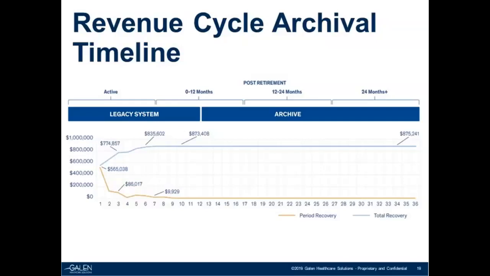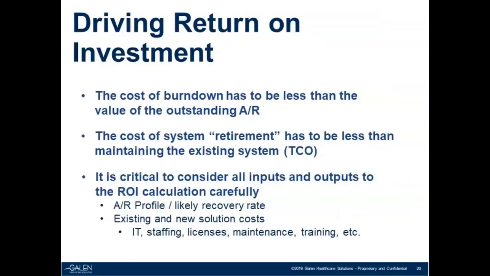You're not going to be getting any additional significant revenues out of that system, and it represents mostly cost rather than net new revenue. And this is essentially what we were just talking about. So the cost of the burn down has to be less than the value of the outstanding AR. Otherwise, why would you do it? It seems like an obvious thing, but we very frequently encounter customers that will want to burn down that AR essentially in perpetuity, even if that value of the AR has now dropped below the cost of doing it.